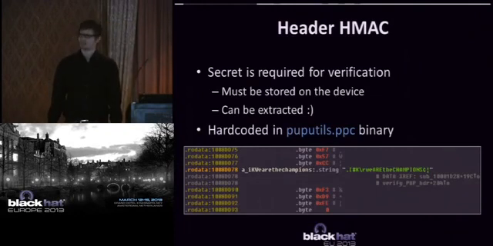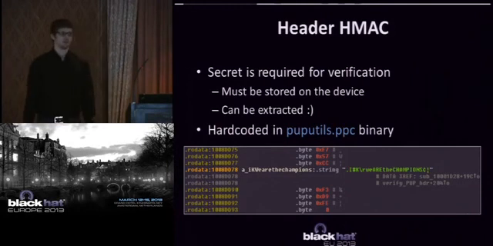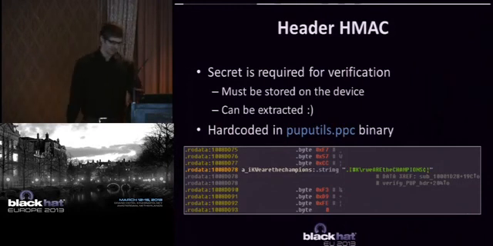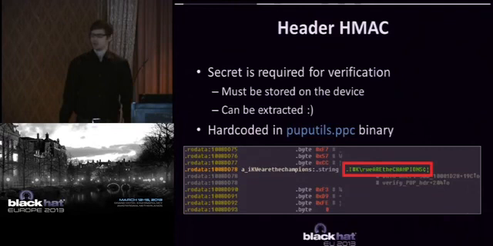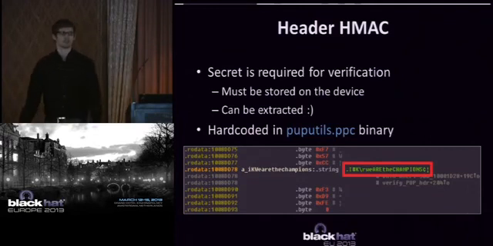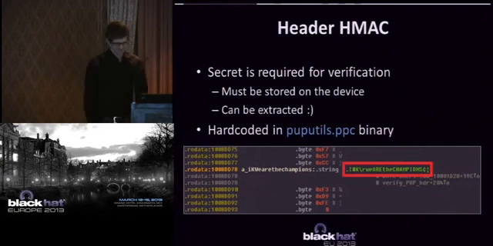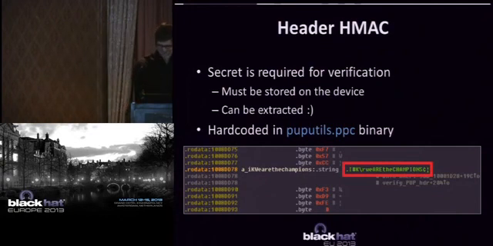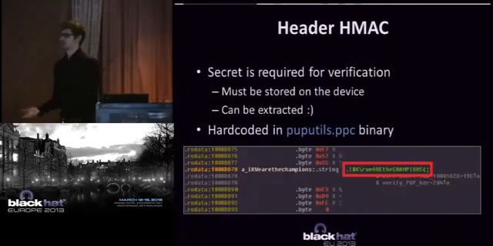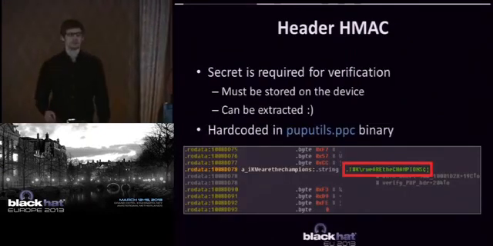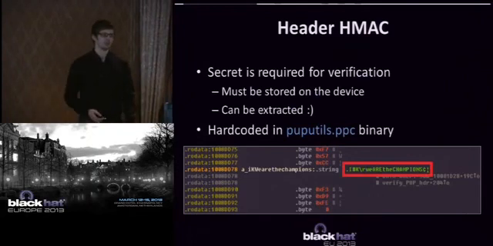And we actually found the secret value inside this pubutils PowerPC binary. If you take a look at the IDA screenshot at the bottom, you can see the secret value in the binary, which is some bytes at the beginning, and then the string "we are the champions," which I found pretty interesting. So having the secret value, we can now start to basically calculate our own MAC and just modify the header that way.